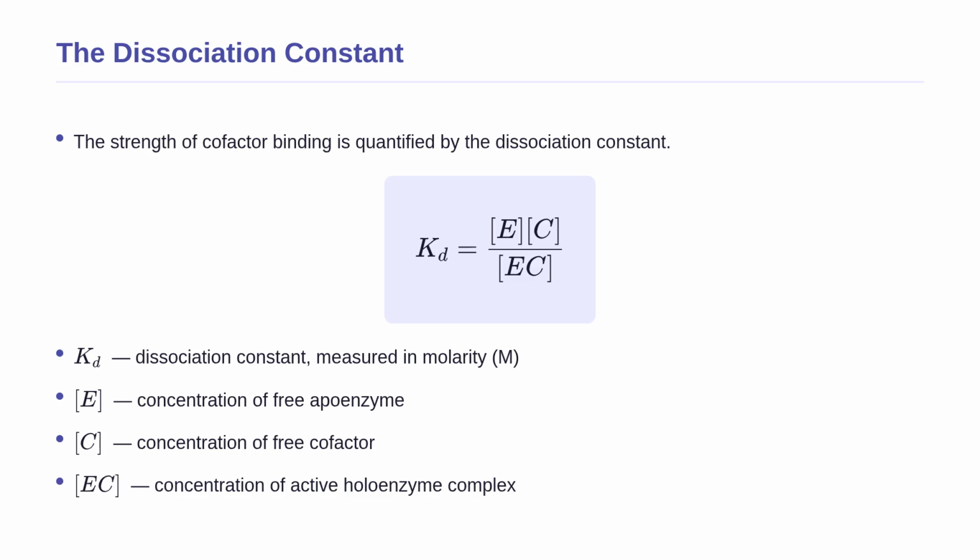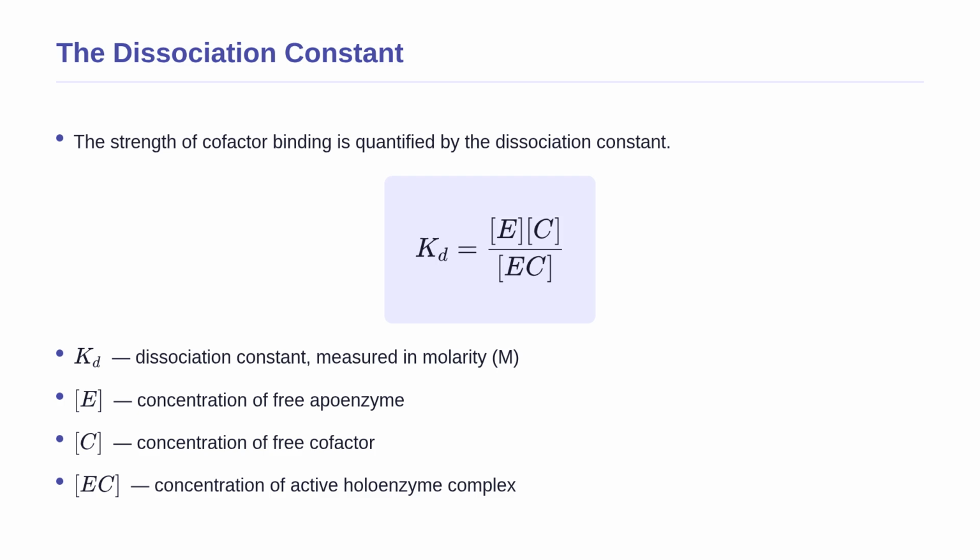Now that we have a clear visual of the binding process, we need a way to measure exactly how strong that connection is. Biochemists use a mathematical concept called the dissociation constant, represented by K sub d. This formula mathematically describes the balance between the broken apart pieces and the fully assembled machine.